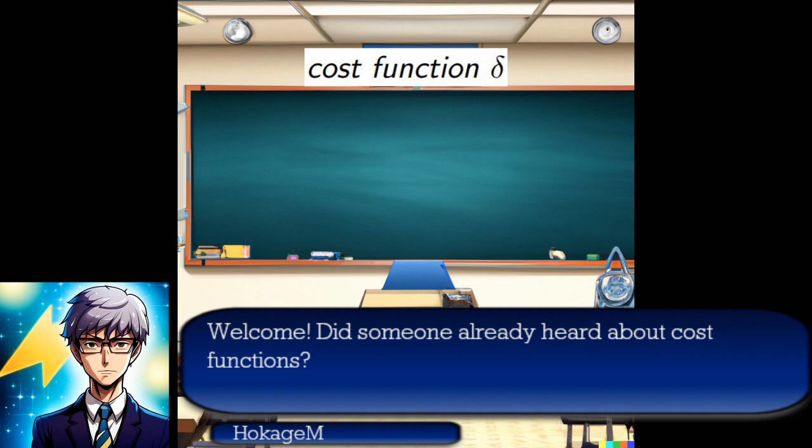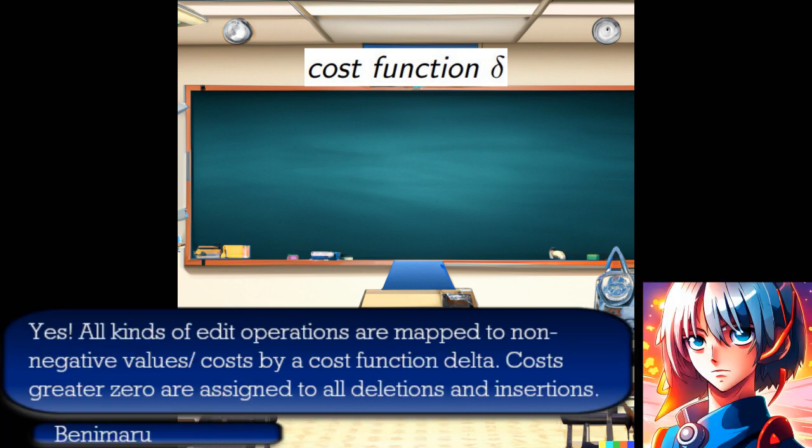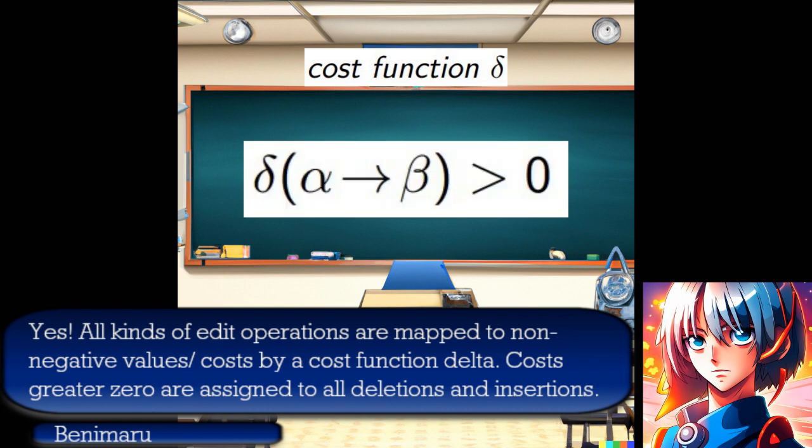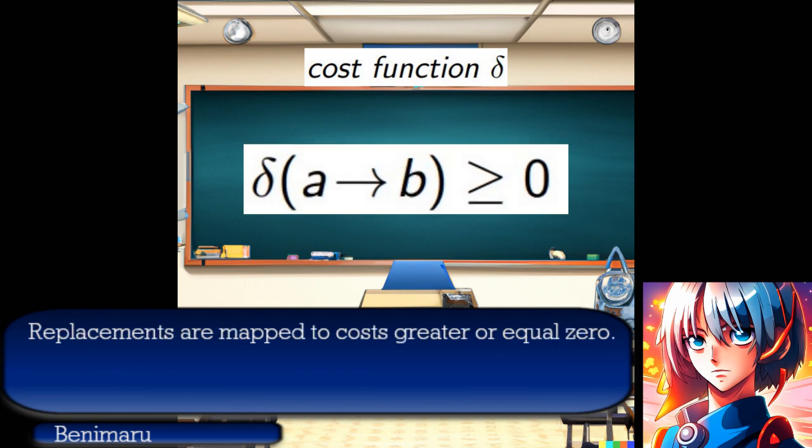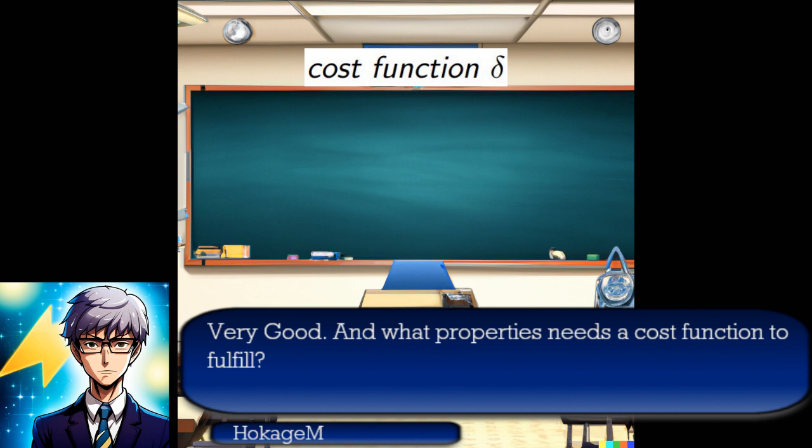Welcome. Did someone already hear about cost functions? Yes. All kinds of edit operations are mapped to non-negative values/costs by a cost function delta. Costs greater than 0 are assigned to all deletions and insertions. Replacements are mapped to costs greater than or equal to 0. Very good. And what properties does a cost function need to fulfill?